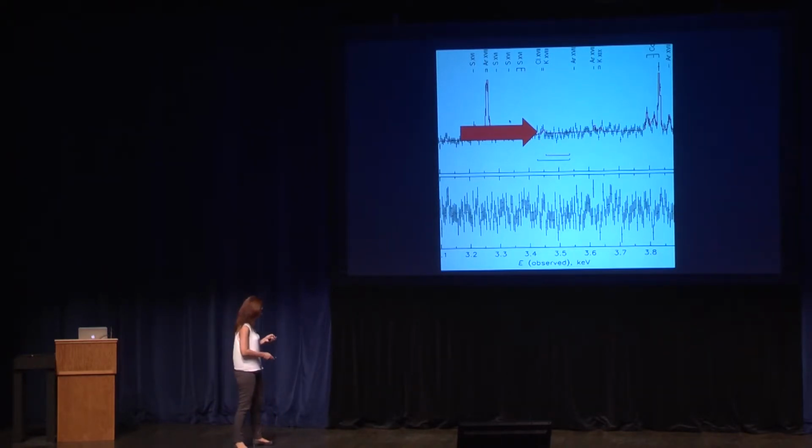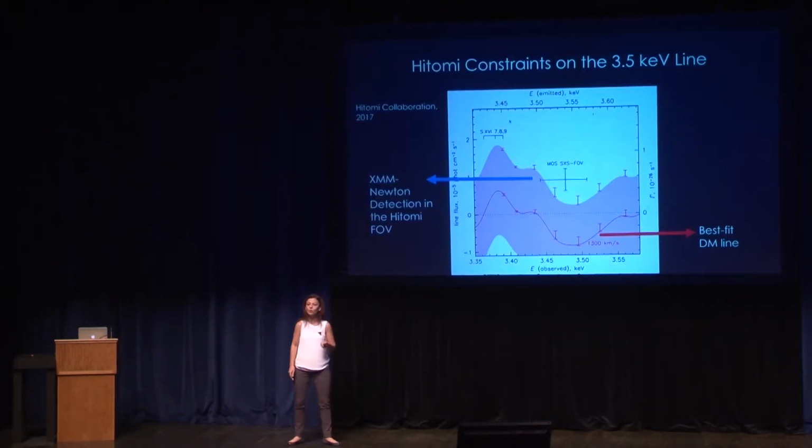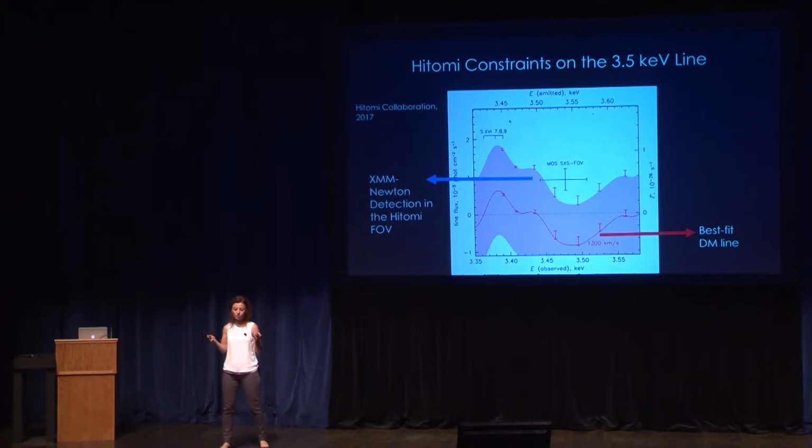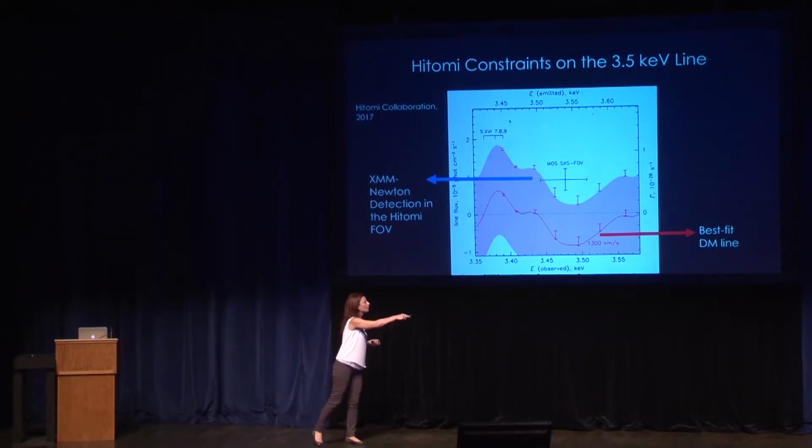So astrophysical emission in terms of potassium does not explain this line. So let's see what happens in terms of upper limits. Let's imagine that there is a dark matter line hiding in that Hitomi spectrum. And then you fit the spectrum with that, you get this broad dip over here.